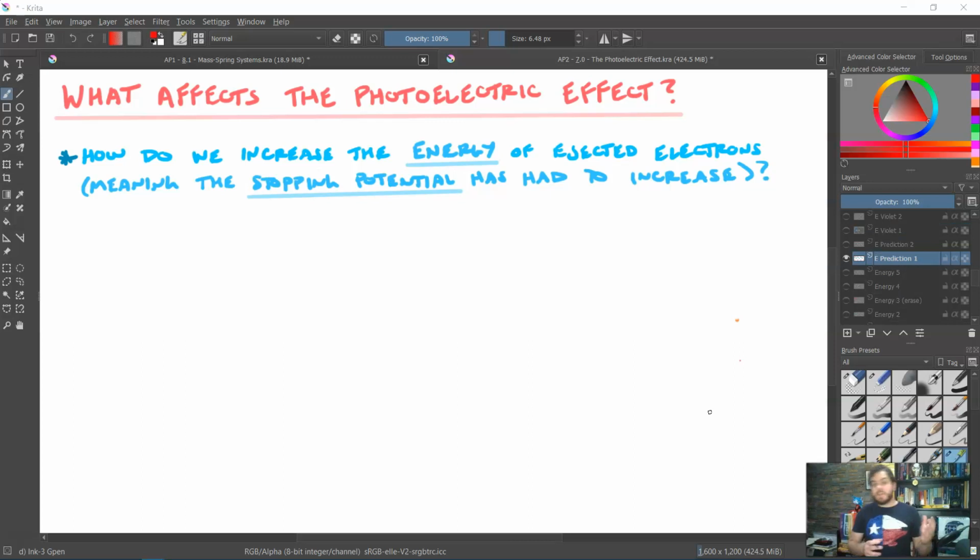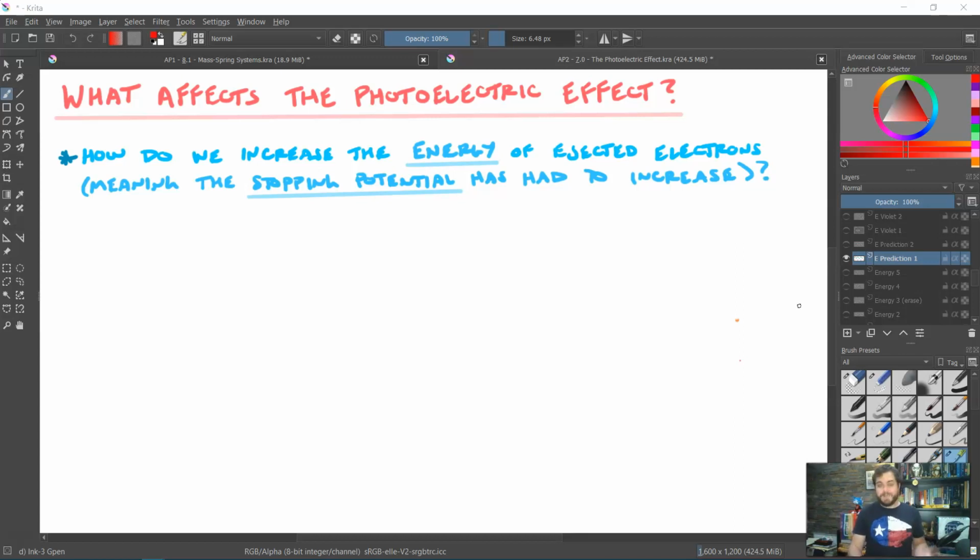So while we've talked about the number of electrons increasing in the photoelectric effect, how can we increase the amount of energy they have when they're ejected? How we can determine that is what's going to affect how much we have to turn up that stopping potential. If the stopping potential is higher, that means we have to put in more energy to cause the electrons to slow down, stop, and turn around. So the higher that is, the more energy they have.